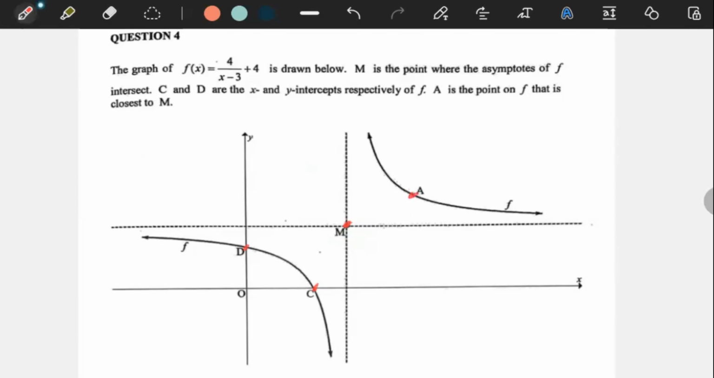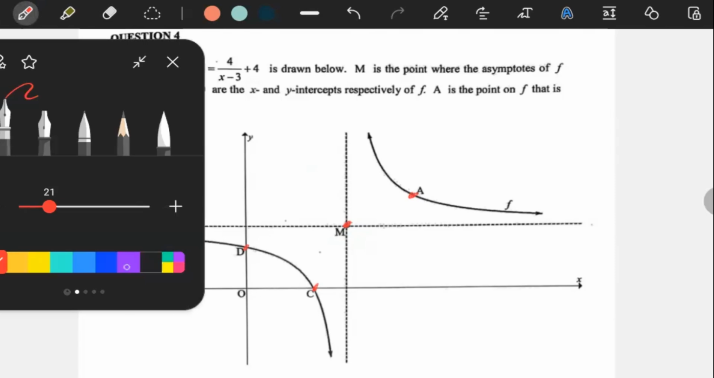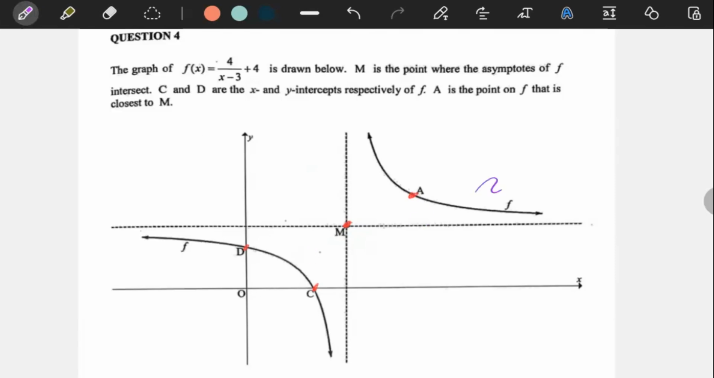So logically, that simple piece of information has just told you that you have a line of symmetry here. That line of symmetry passes through A, because a line of symmetry of a hyperbola passes through the point where your asymptotes meet. And a line of symmetry of a hyperbola will always cut through the curve at a point that is closest to the point of intersection of the asymptotes. So that's very, very crucial information that has been given there.